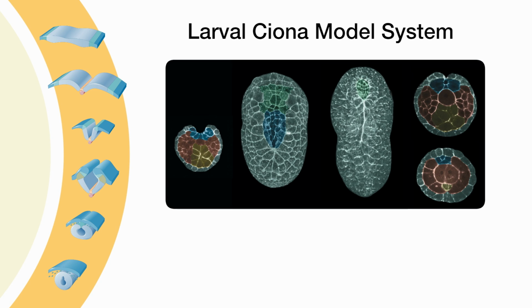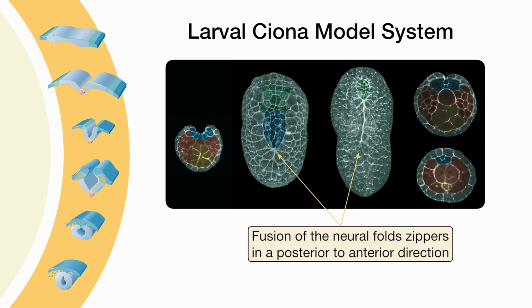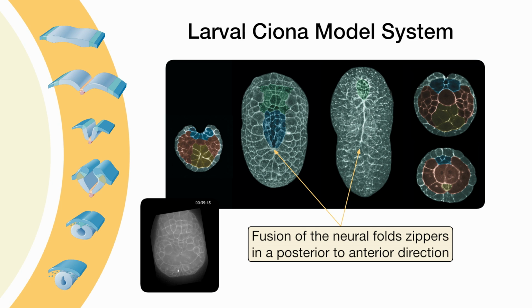As seen in these whole mounts and cross-sectional views of the Ciona neurula, fusion of the neural folds in Ciona zippers in a posterior to anterior direction. With the easy accessibility and time-lapse microscopy amenable with this tunicate larva, we can even watch the full process of the neural tube zipping closed.